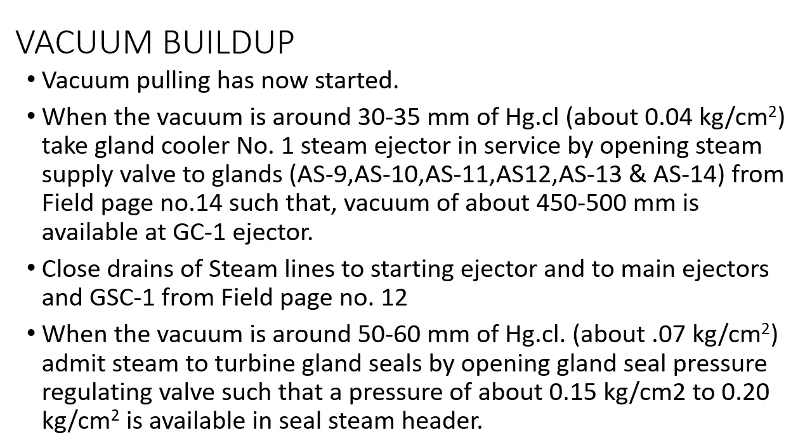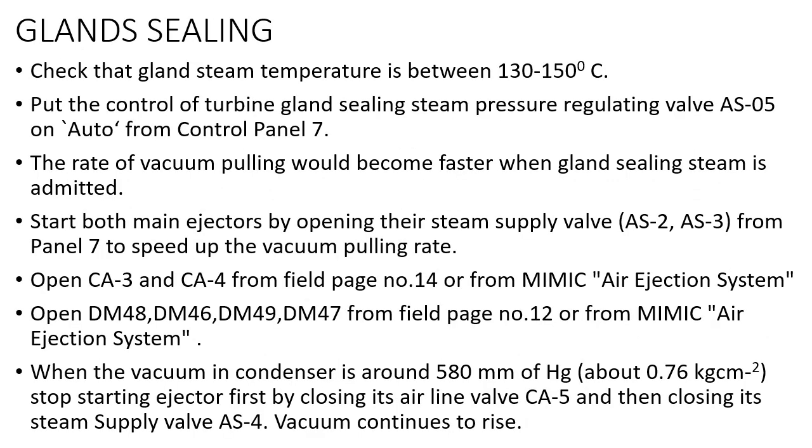Now gland sealing. Check that the gland seal temperature is between 130 to 150 degrees centigrade. This will be available on the desk. Put the control of the turbine gland sealing steam pressure regulating valve AS5 on auto from control panel number 7. The rate of vacuum pulling would become faster when gland sealing steam is admitted. Start both the main ejectors by opening their steam supply valves AS2 and AS3 from panel 7 to speed up the vacuum pulling rate.